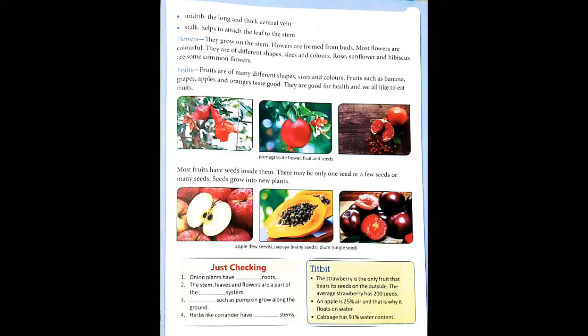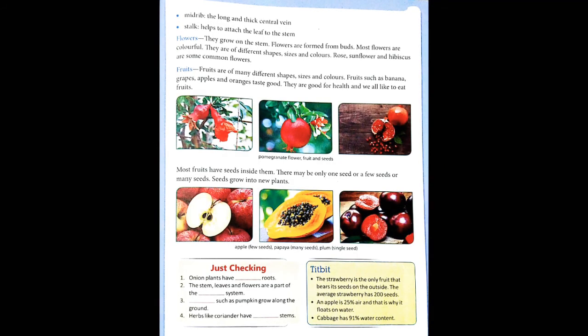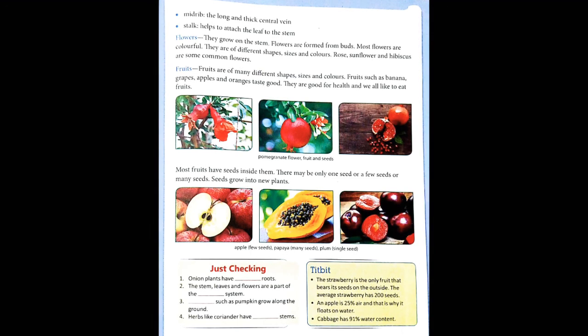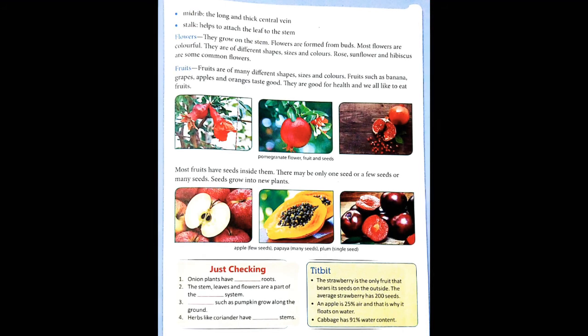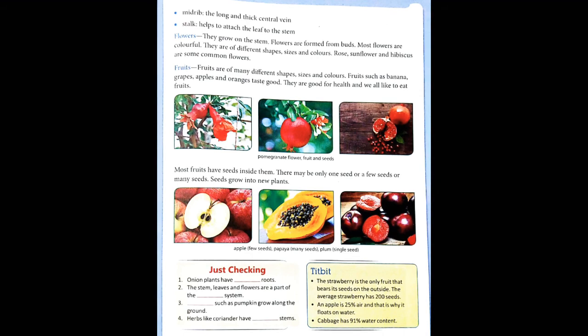So now we will study about the flowers. They grow on the stem, you know. Flowers are formed from buds. Very important. So flowers are formed from buds. Most flowers are colorful. They are of different shapes, size and colors. So you can see rose flower, sunflower, hibiscus. They are the common examples of flowers.